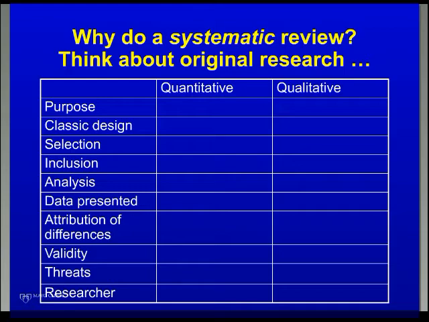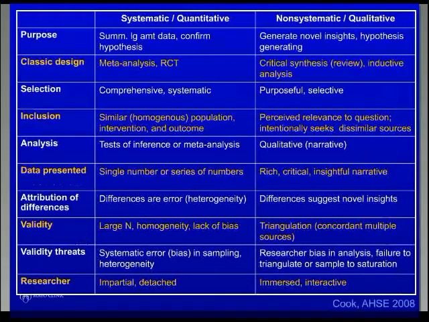And so on and so forth down the line. And when we think about this with systematic reviews versus non-systematic reviews, essentially literature reviews in general, we see a very similar parallel. The purpose in a systematic review is typically to confirm a hypothesis and to summarize very succinctly a large body of work. Non-systematic reviews tend to be more inductive, looking for novel insights to generate hypotheses about a field. The classic design for a systematic review would be a meta-analysis. For a non-systematic review, it would be a critical synthesis.